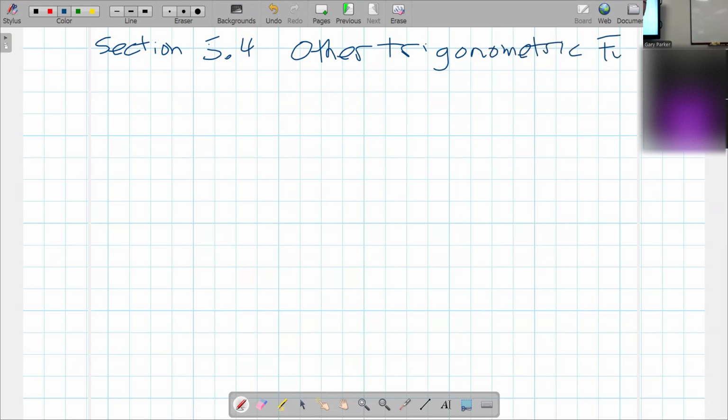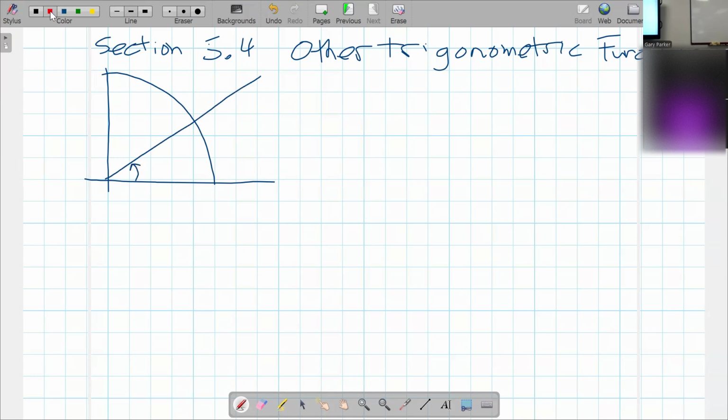So now we're looking at other trigonometric functions. I'm going to take a look at circles again for this, and I'm just going to start off with quadrant 1. Some kind of arbitrary angle, theta there.